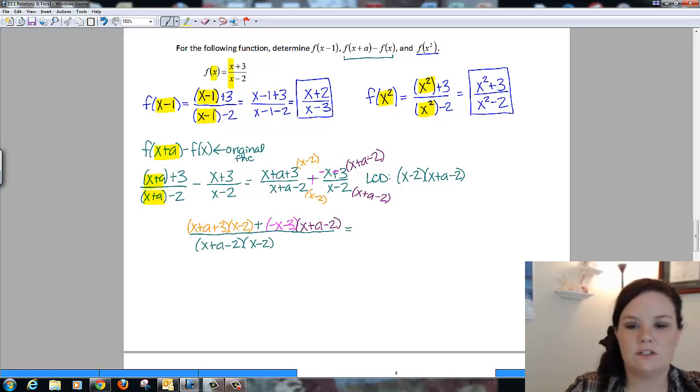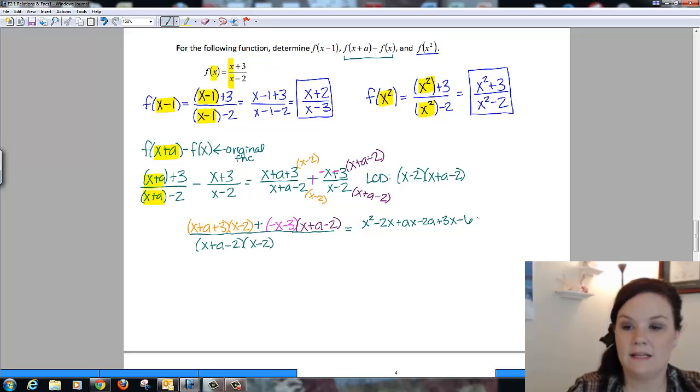So I'm going to start distributing. On this first one, when I distribute my x to two terms, I have x squared minus 2x. I'm going to distribute my a. A times x is ax. A times negative 2 is negative 2a. And then I distribute my 3. 3 times x is 3x. And 3 times negative 2 is negative 6. Okay, so that was my first quantity. Oh, I guess I don't need parentheses.